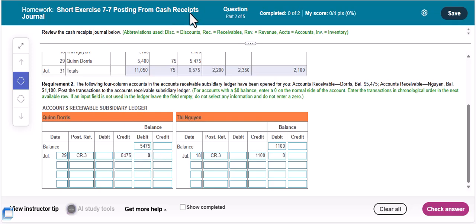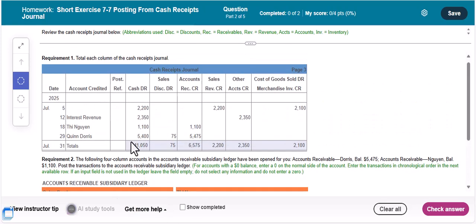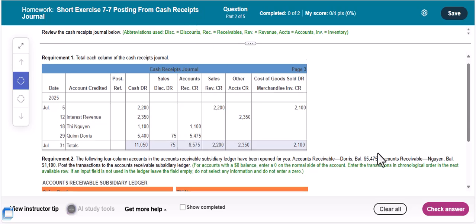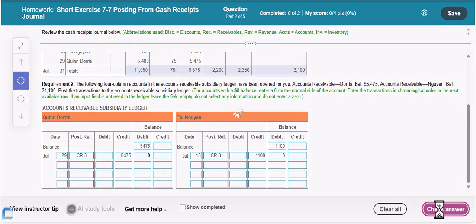And in the real world, after this part is done, we would put a check mark here in the cash receipts journal in the post reference column. But they will be doing the posting later in this problem. So let's go ahead and check our answer. Well done.